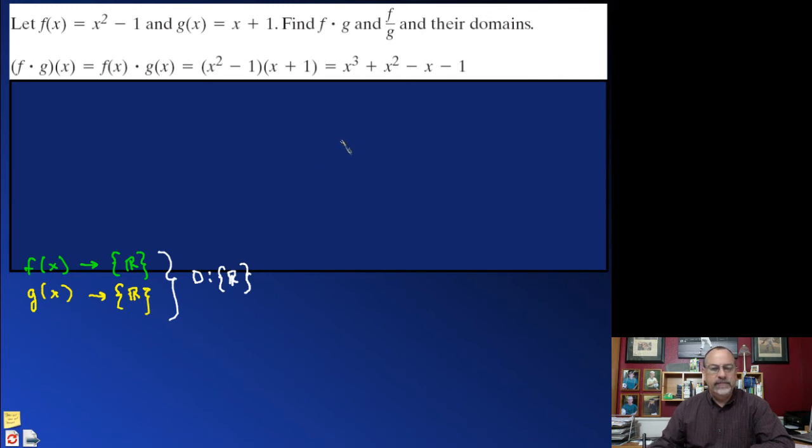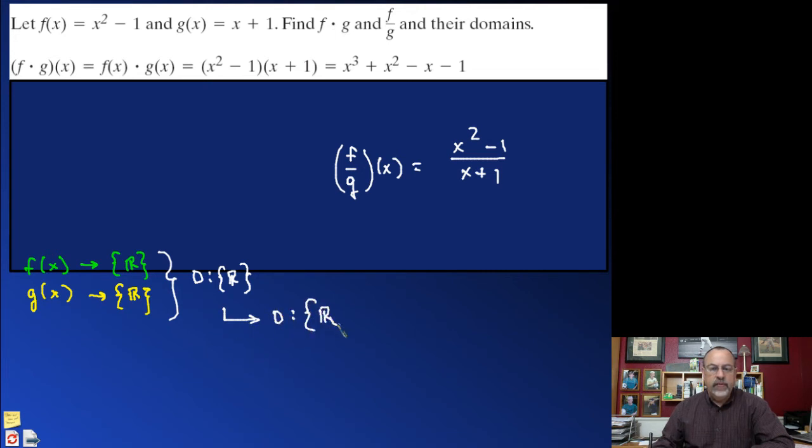Now, if I'm dividing, I'm going to do the f function divided by the g function. So the g function is going to be in the denominator. That gives me x squared minus 1 over x plus 1. Now I want to look at the domain here before I do any more simplifying, because this denominator cannot be 0 right here. So I cannot use negative 1. That means we have to adjust the domain from the intersection to make sure that we don't use negative 1, because that makes the denominator 0 here, and I can't have that.